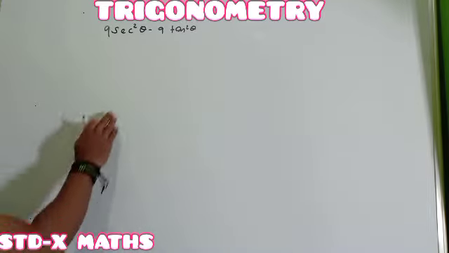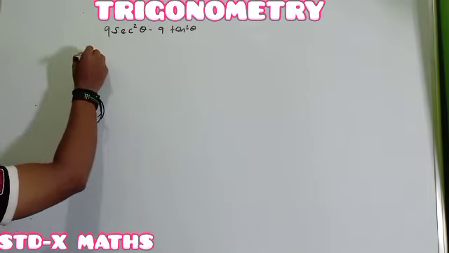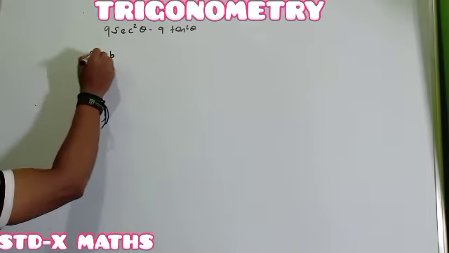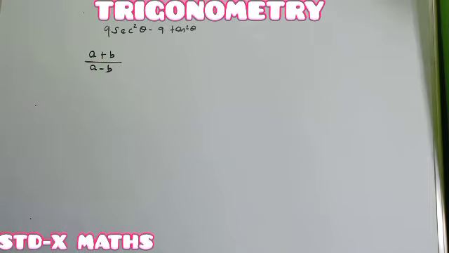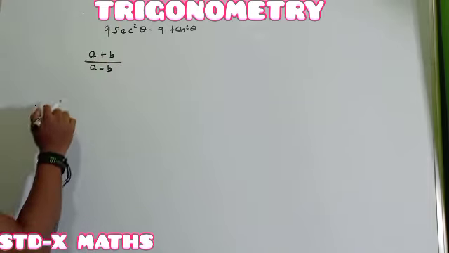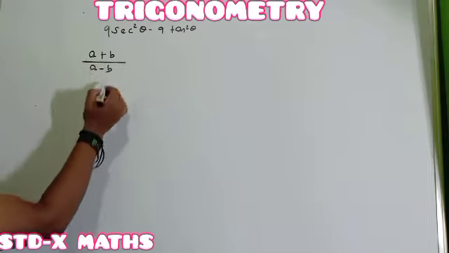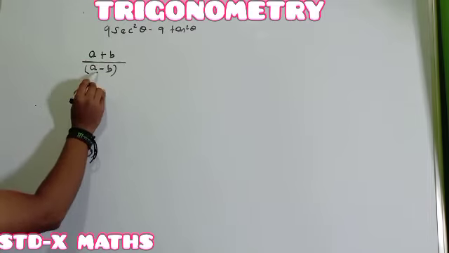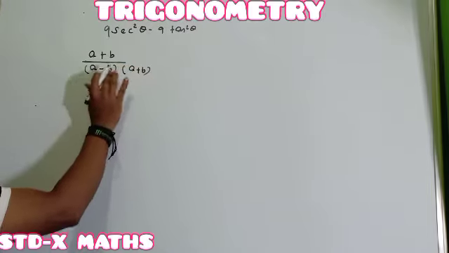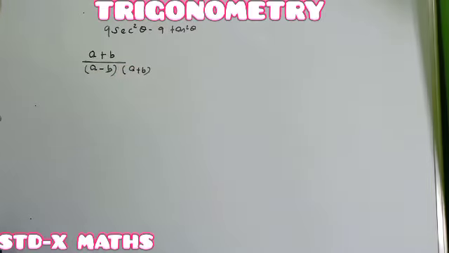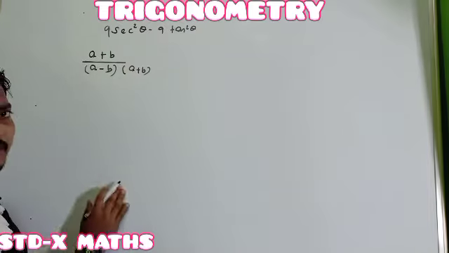Next one I am saying, see, whenever you get a situation like this, a plus b divided by a minus b, your target should always be to make the denominator a minus b with a minus b. If I multiply a plus b, it becomes a square minus b square.